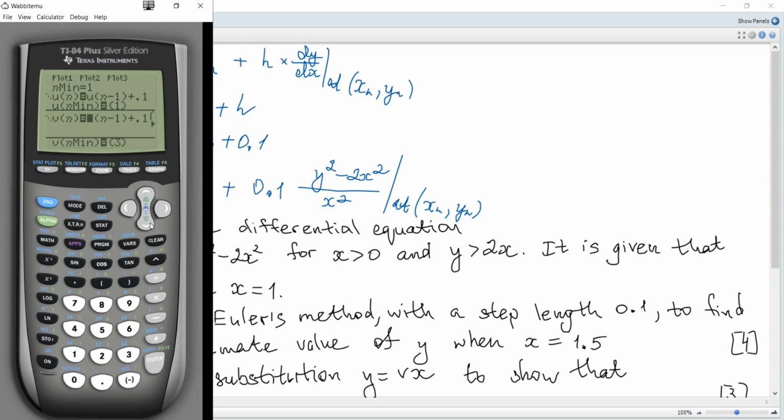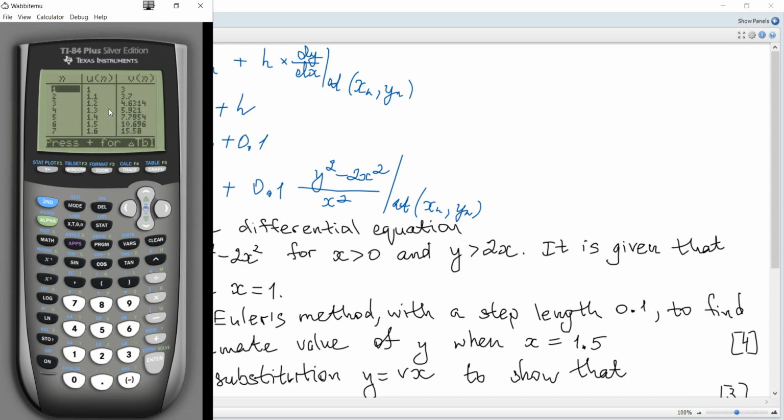And v of n means the next y coordinate, it's the current y coordinate, which is v of n minus 1, plus 0.1 multiplied by v of n minus 1 squared minus 2 multiplied by u of n minus 1 squared, divided by u of n minus 1 squared, and v mean is 3. And notice that n is here, u is second function and 7, and v is second function and 8, and just second function and table.